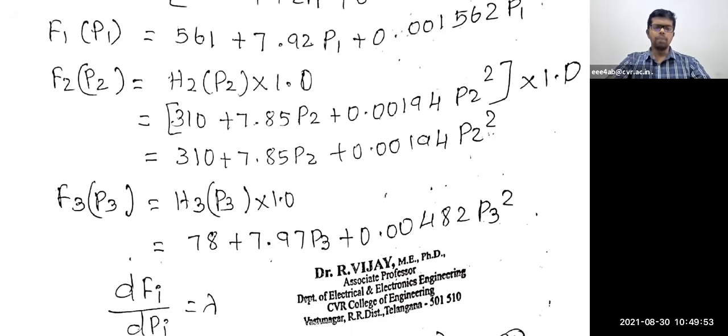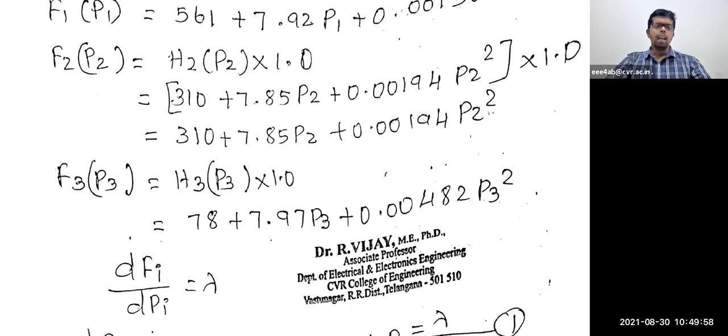Next, what is the general formulation that we derived earlier? That is dFi divided by dPi is equal to lambda. We already derived that in the previous class, the economic load dispatch of n thermal generating units.